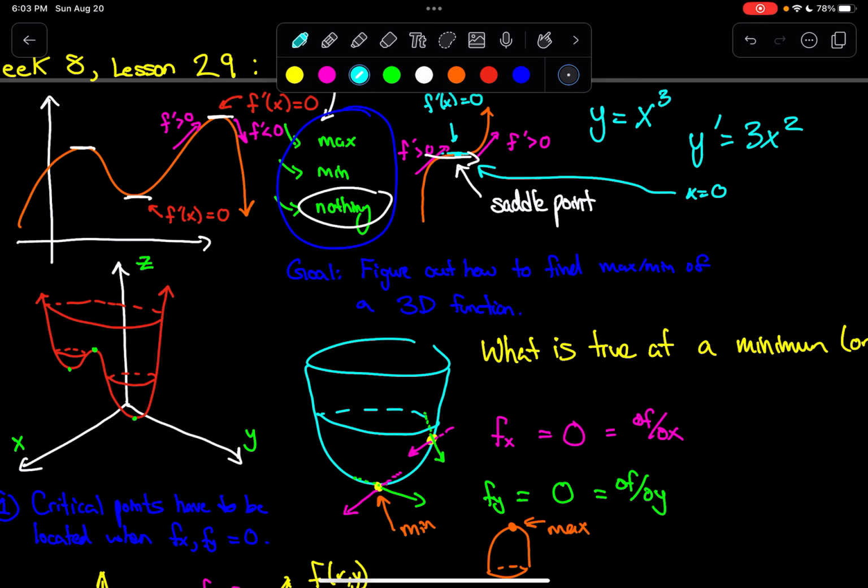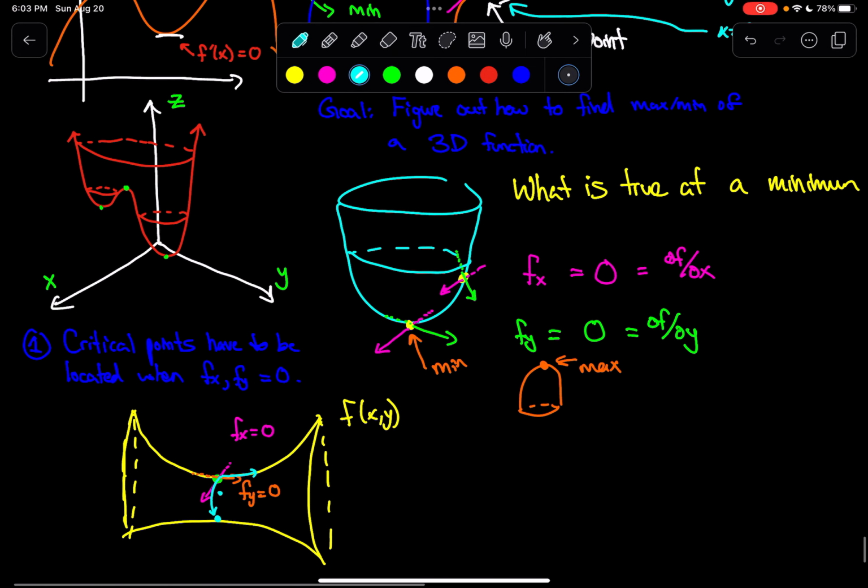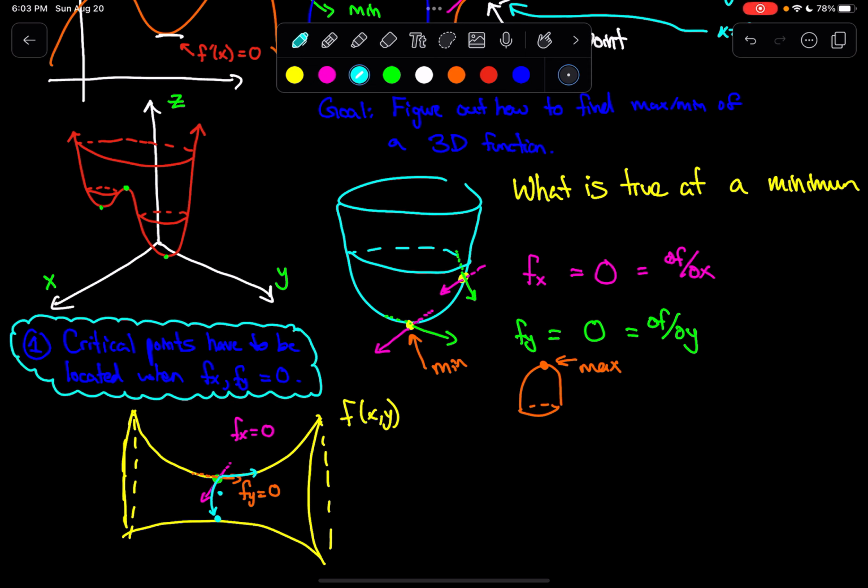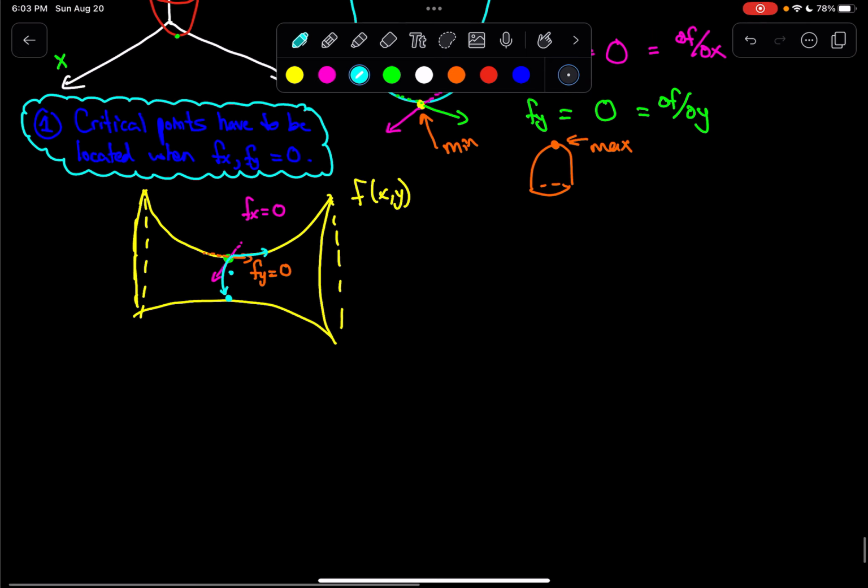So the very natural question is, since we're in 3D, how do we verify, once we have satisfied this, once we have our critical points, how do we make sure that we have a maximum or a minimum? Okay, and so, well, I'll go ahead and just kind of write it down. So here's the idea.